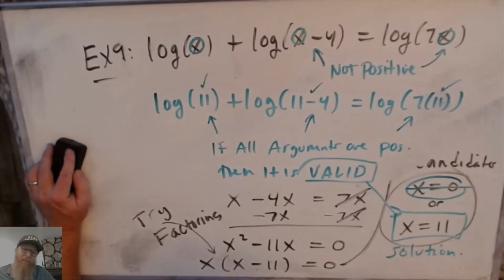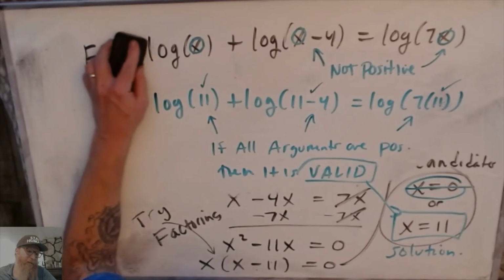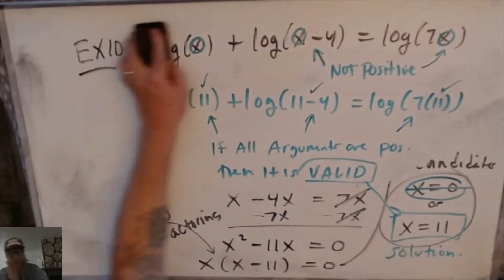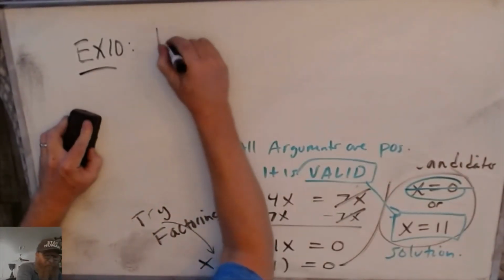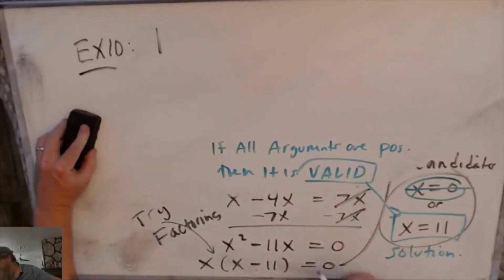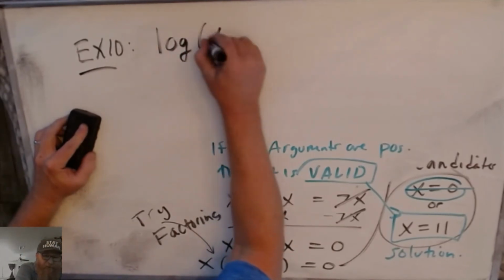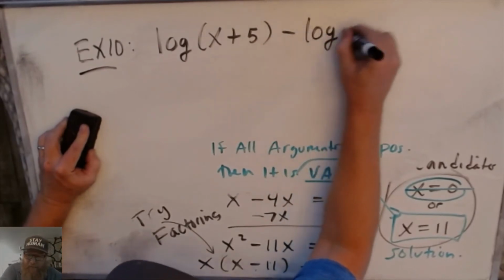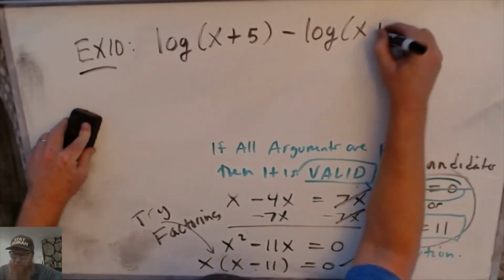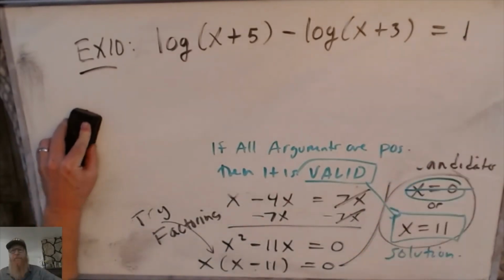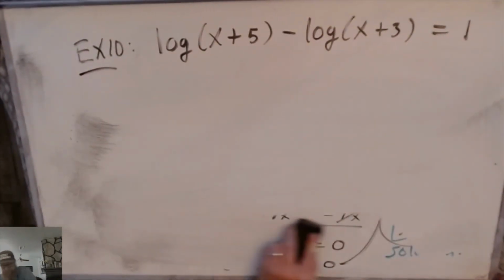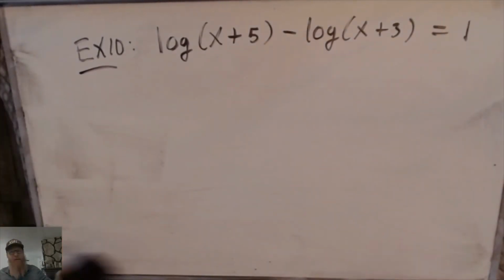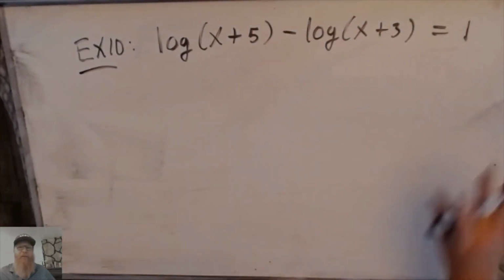We've come to the end, my friends, the bitter end. Example 10. This one is log x plus 5 minus log x plus 3 equals 1. My eraser probably can't handle another lecture. It's done.